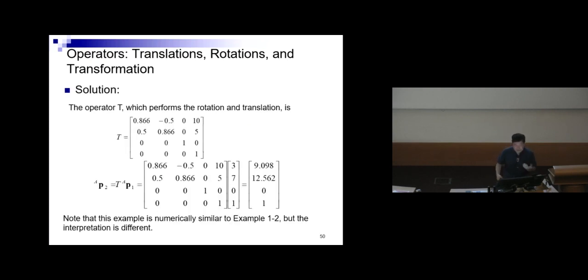When you put them all together, you have your rotation matrix as well as a translation matrix. So AP2 is equal to T multiplied by AP1. You do the multiplication, and this is what you have. If you compare the answers, they are numerically the same. There should be no difference, but you have a different interpretation.